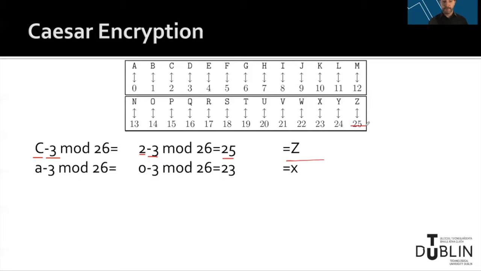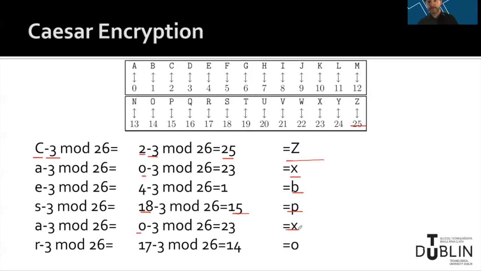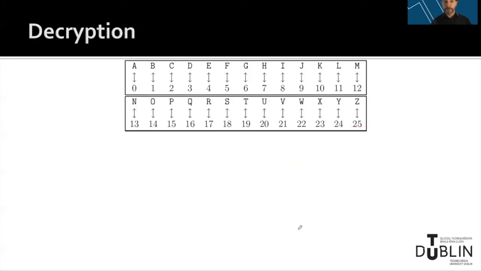A, -3. So A is 0, -3, well, that becomes 23. So that's X. E, which is 4, -3, which is 1, gives me B. S is 18, -3 gives me 15. So that gives me P. A is 0, -3 gives me X. R is 17, -3 gives me 14, which is O. So Caesar becomes ZXBPXO.